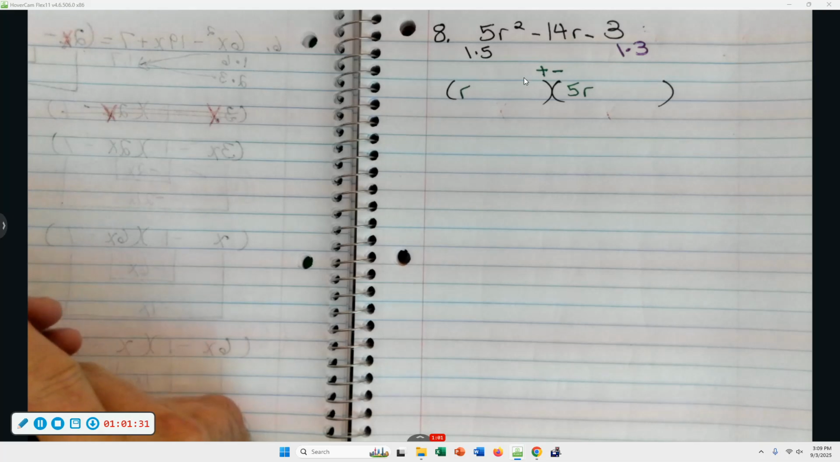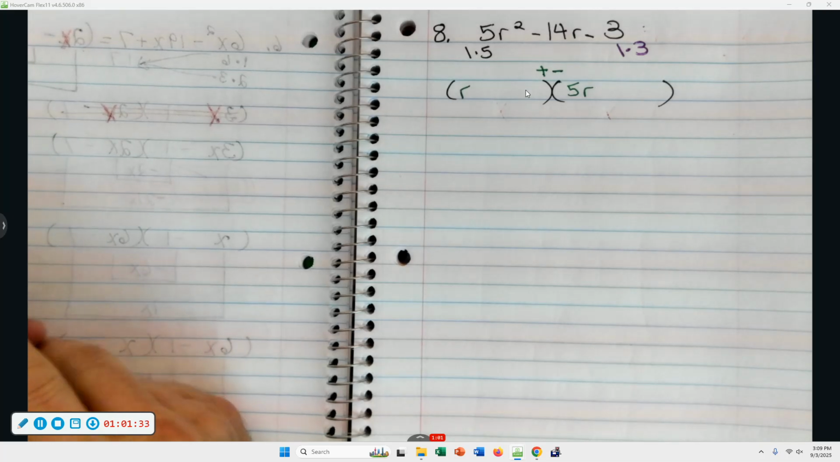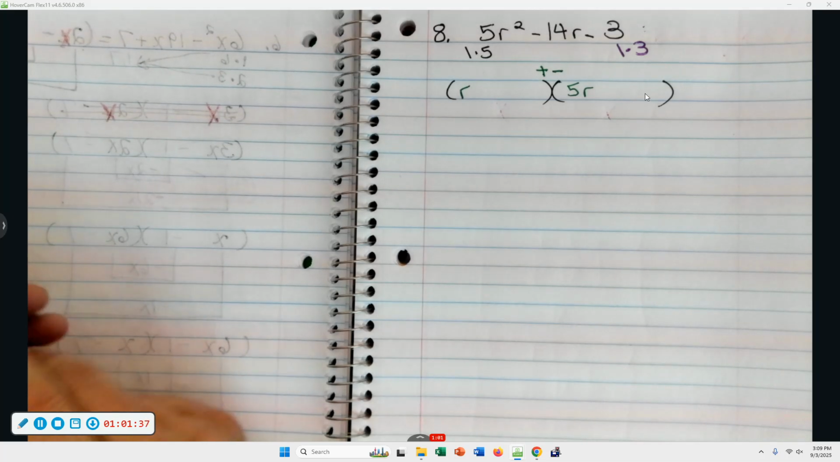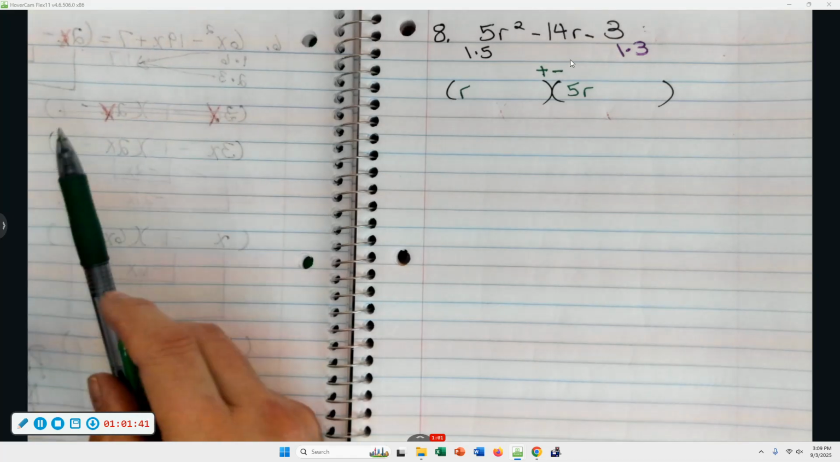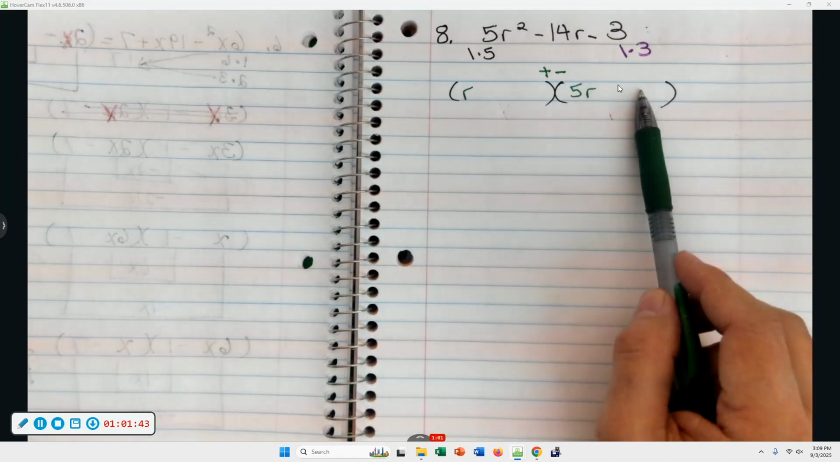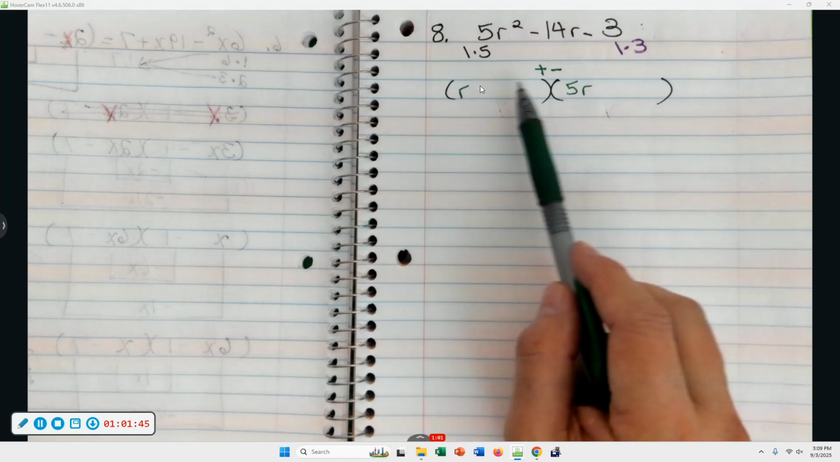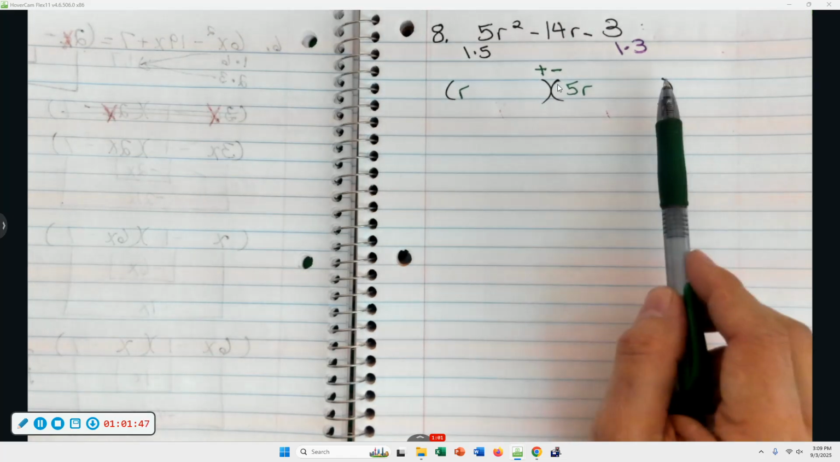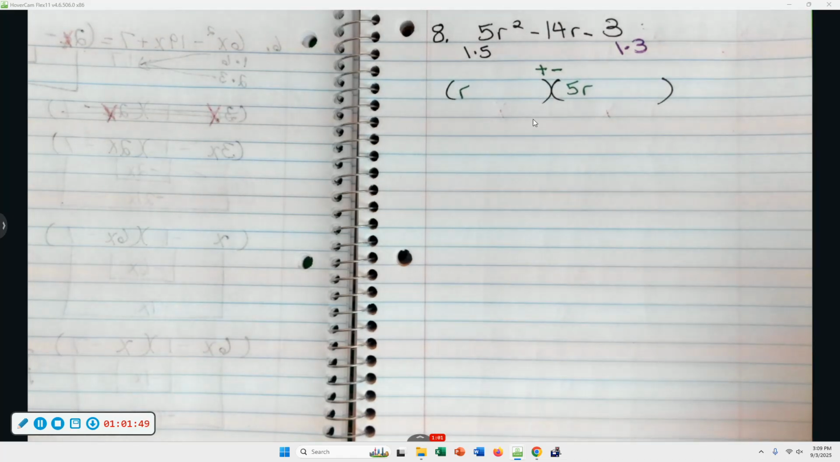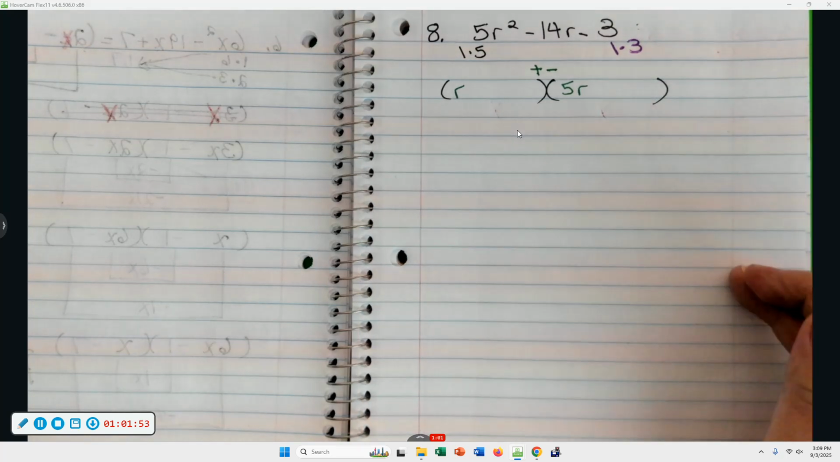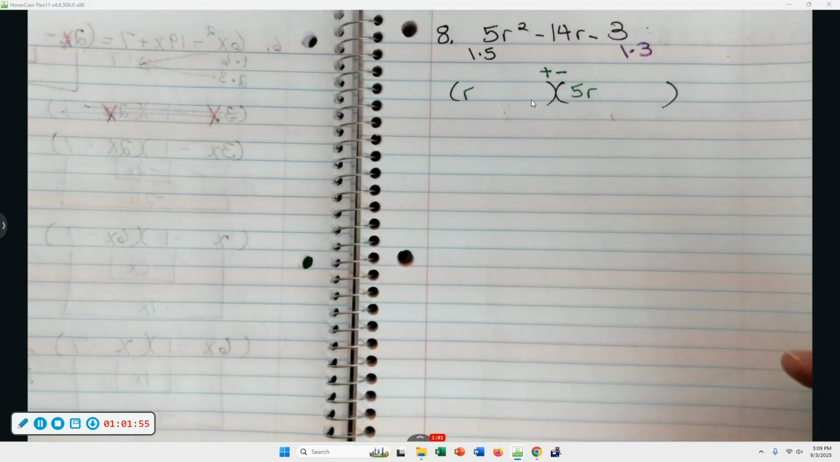Now 1 times 3. I'll let y'all tell me. There's not that many possibilities here. Either the 1 goes here and the 3 goes there, or we reverse 3 and 1. If neither of those work, then we have to conclude it's prime. But I'll tell you right now, there won't be a whole lot of prime possibilities.